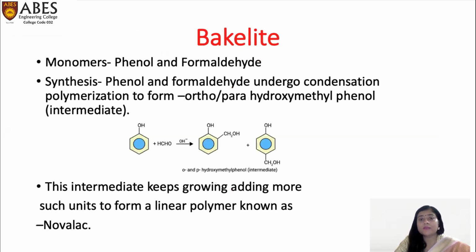Now, we'll study bakelite, which is the representative of thermosets in industry. The monomers of bakelite are phenol and formaldehyde. You can see over here. So, bakelite is formed in three steps.